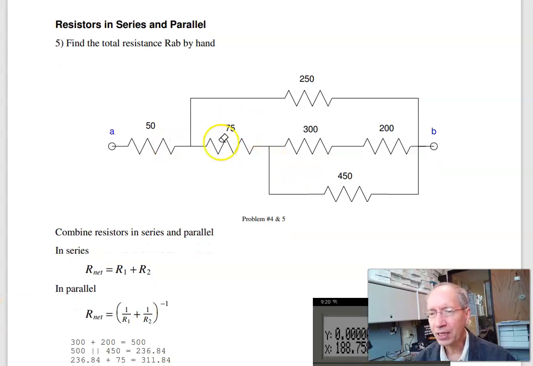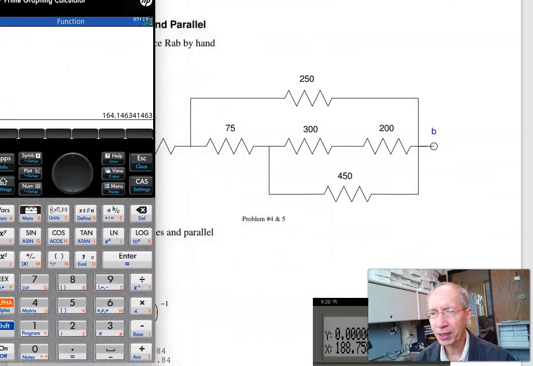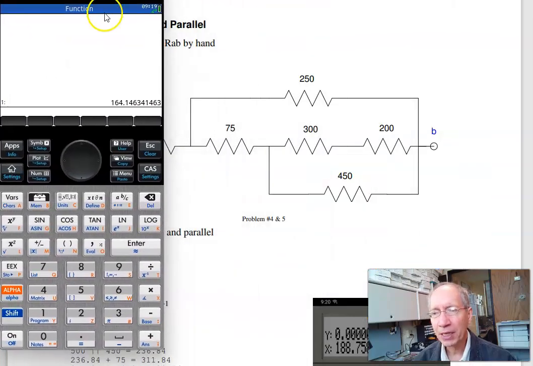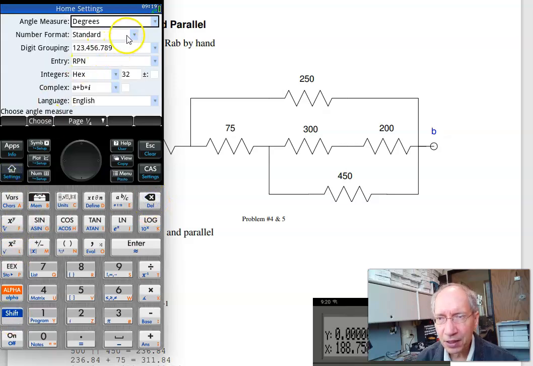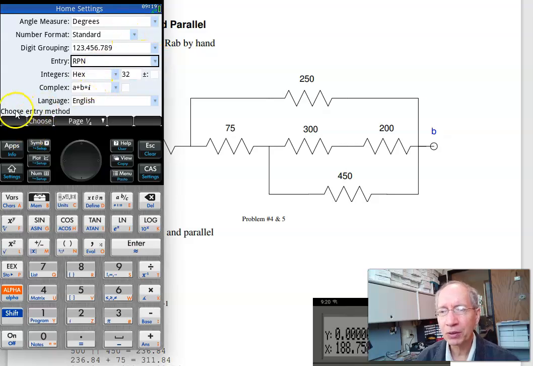The third one is find the total resistance. In series, resistors add. In parallel, the inverses add. I'm a big fan of HP calculators, so I'm showing how you do this with an HP. HPs use RPN notation. So if I go to Shift, Settings, Entry, RPN, I'm now using RPN notation.